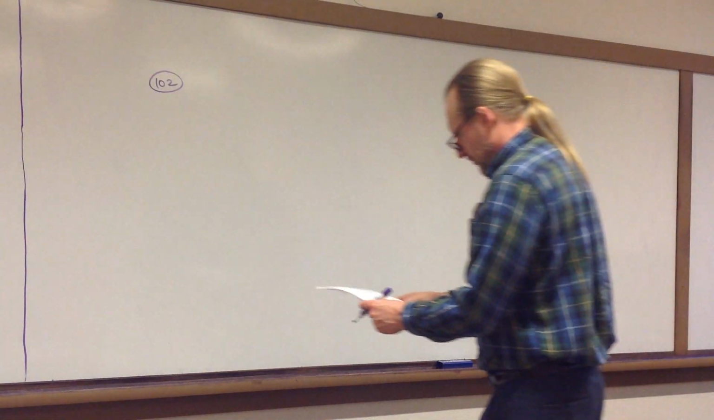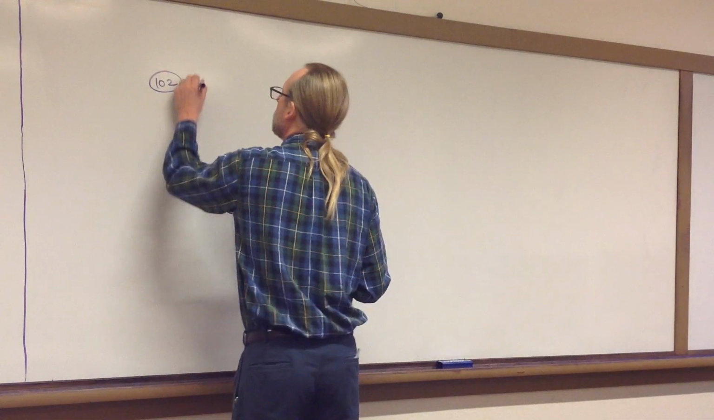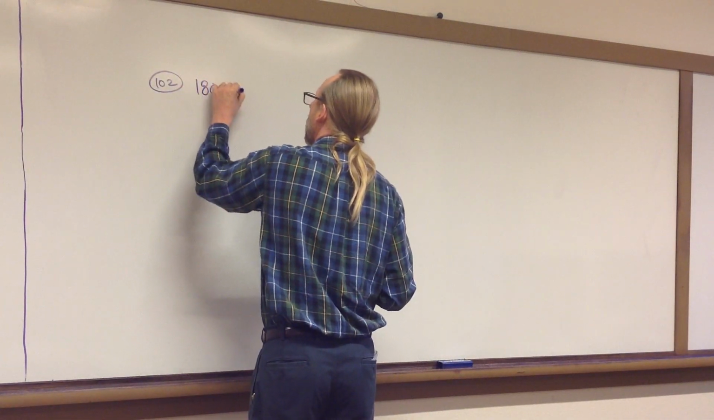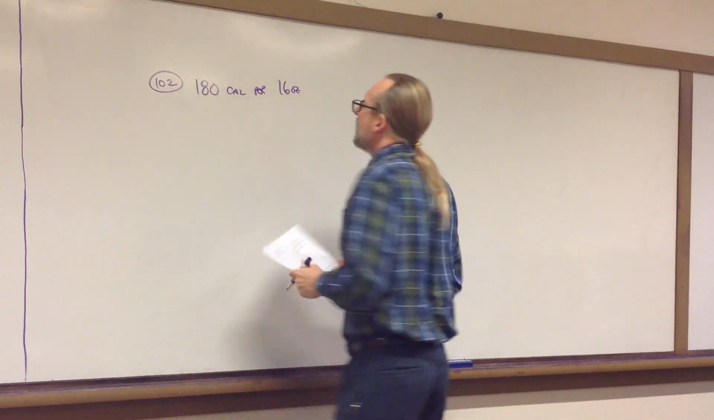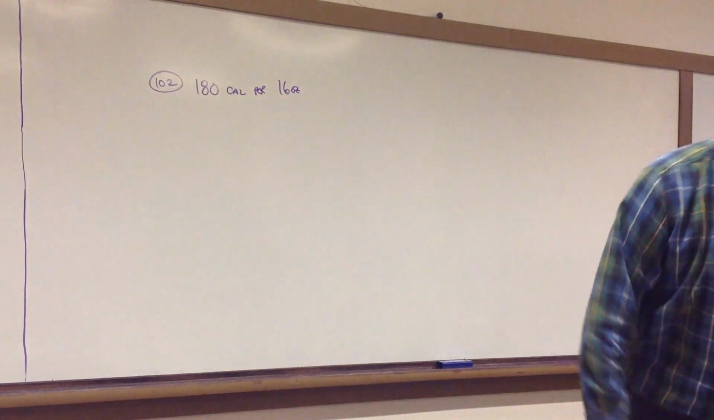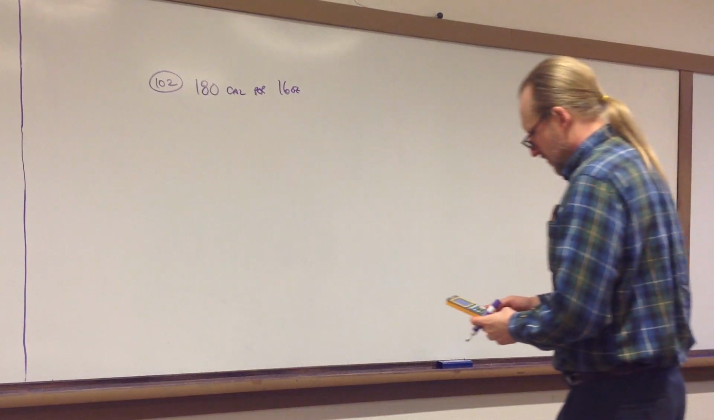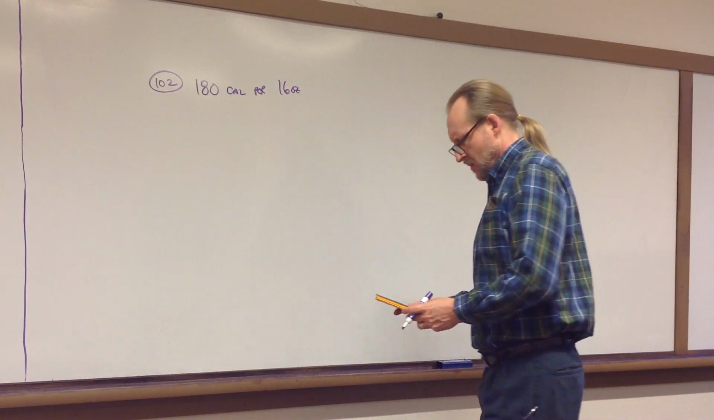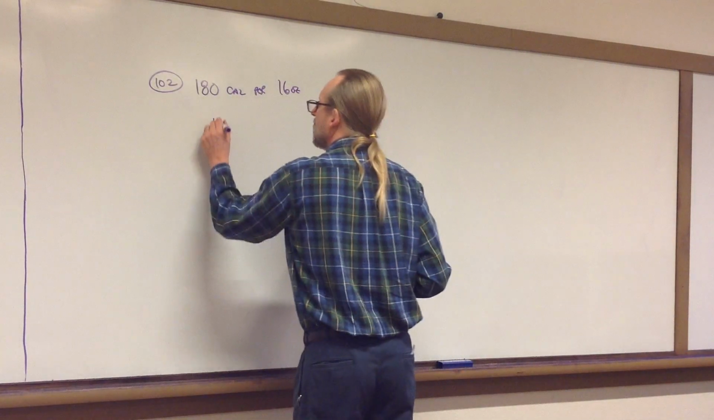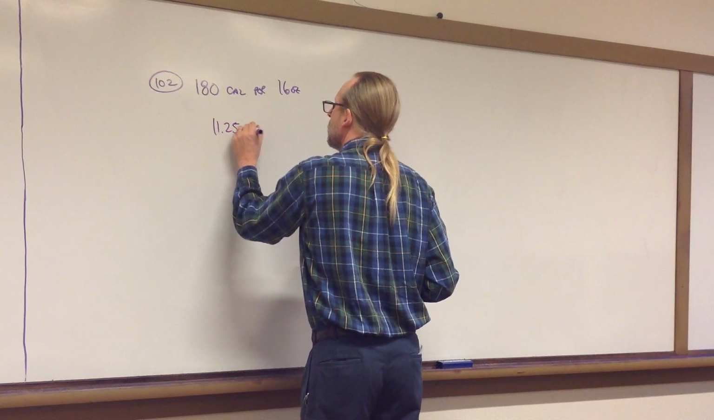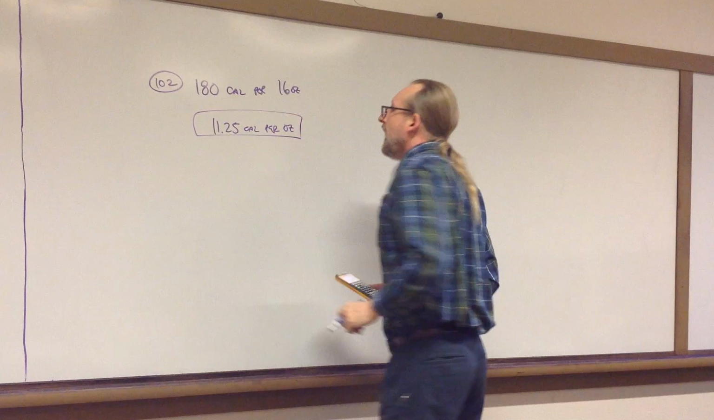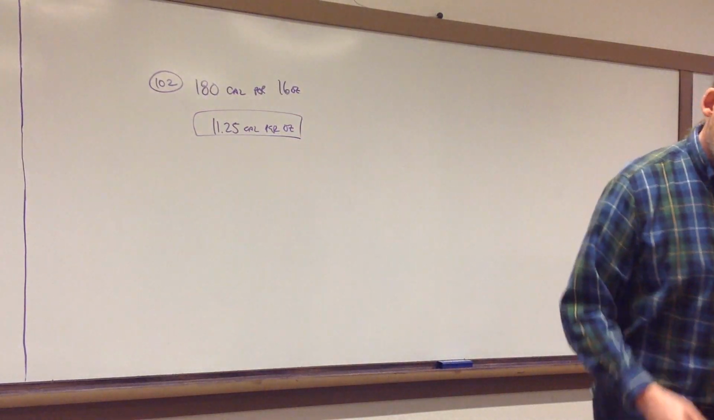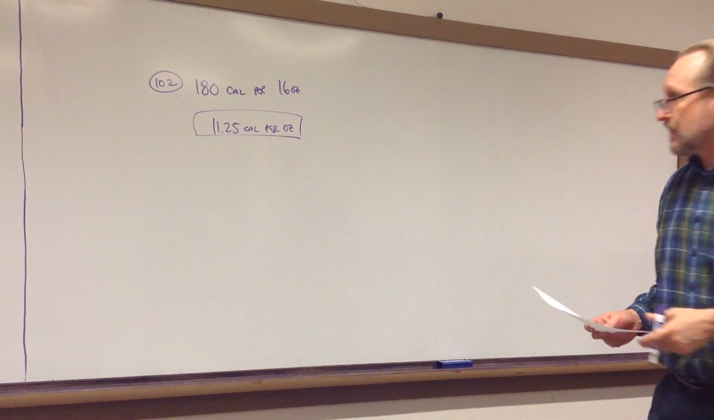So problem 102, 180 calories per 16 ounces. So we just want to do 180 divided by 16. And that's going to give us 11.25 calories per ounce. And that can help us to compare things. That's the great benefit of finding a unit rate.